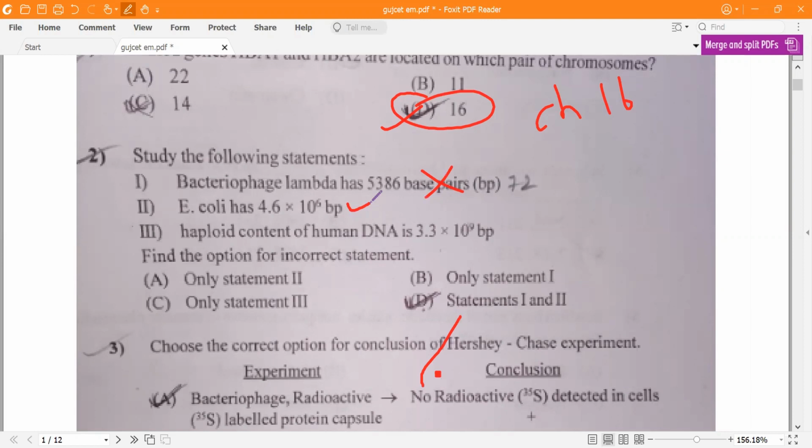Haploid content of human is 3.3 × 10⁹ base pairs. So is it true, beta? Haploid content is also true. You have to choose what is incorrect. So only which statement is incorrect? Only statement 1. This will come.